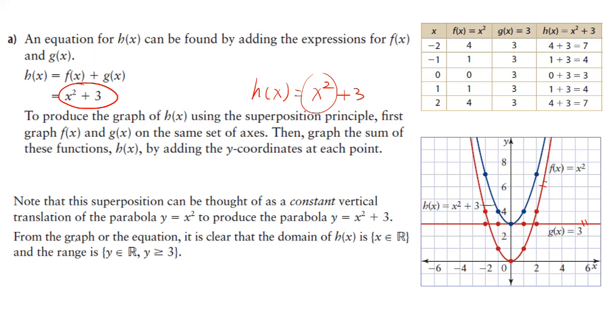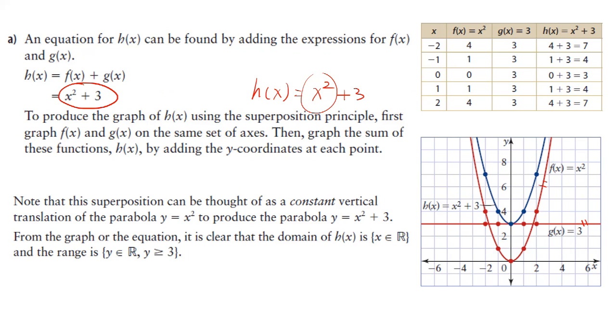Understand? And from the graph or equation, it is clear that the domain of h(x) is x belongs to the real number set, and the range is y belongs to the real number set with y greater than or equal to 3, right? The minimum point is 3.